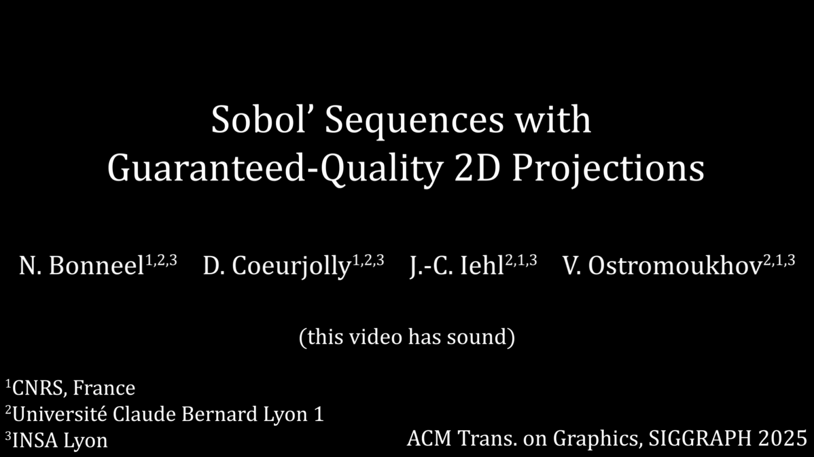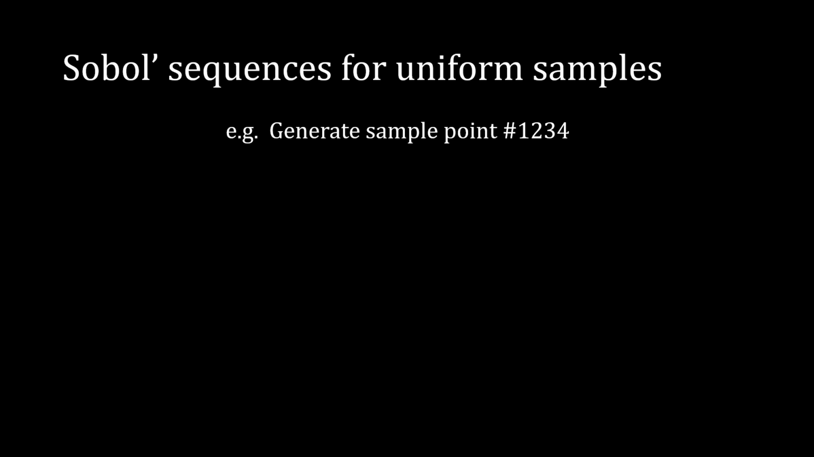Our paper presents a way to generate Sobol sequences of guaranteed quality projections. To produce uniform point patterns, Sobol relies on matrices and arithmetic modulo 2. For example, to compute the x-coordinate of point number 1234, one starts by decomposing this number in base 2.